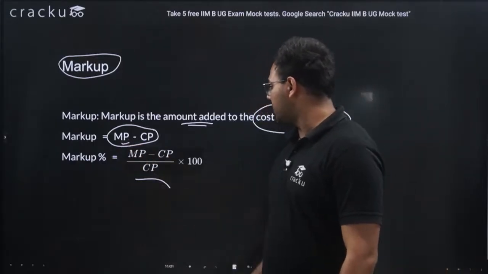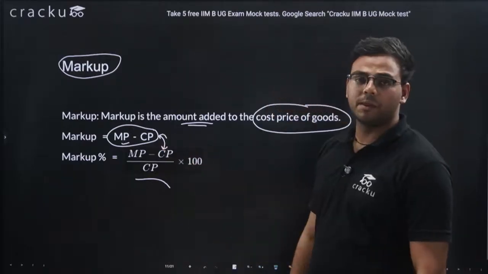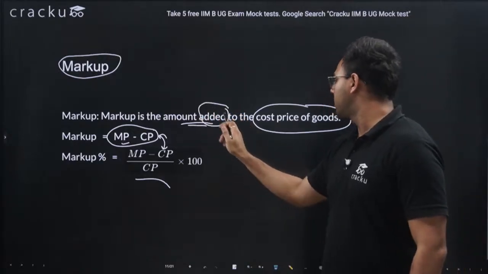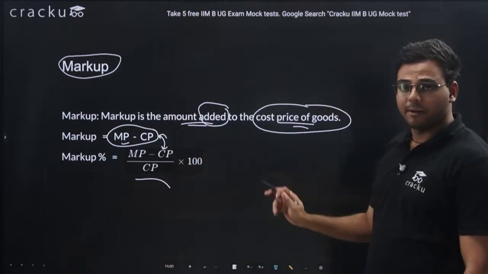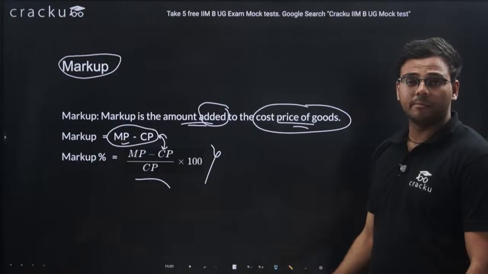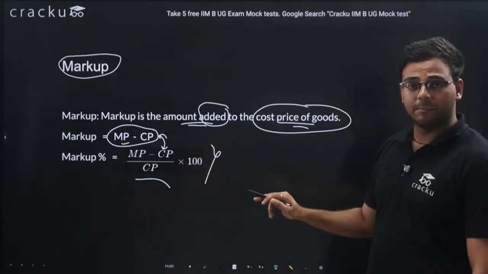Markup is equal to MP minus CP, so I can substitute these values as well. It will become markup divided by CP into 100. So what is markup? Markup is basically the amount added to the cost price of the good. It is given by the formula mark price minus cost price, and the formula to calculate markup percentage is markup, which is MP minus CP divided by CP into 100.